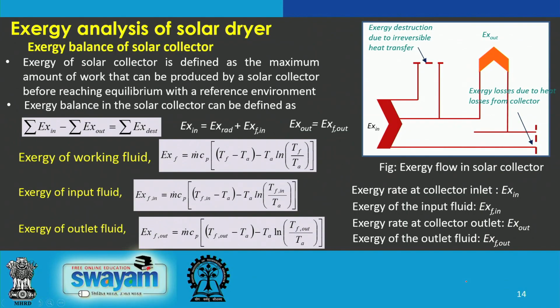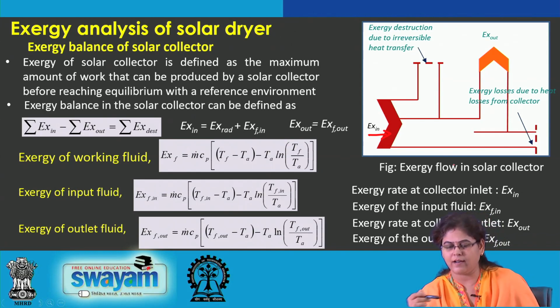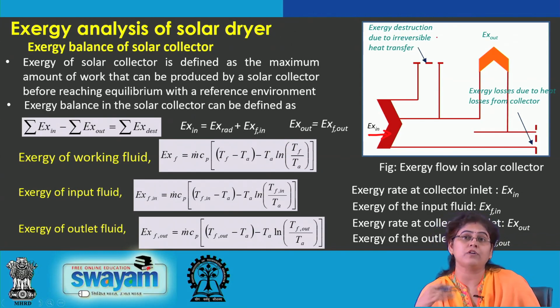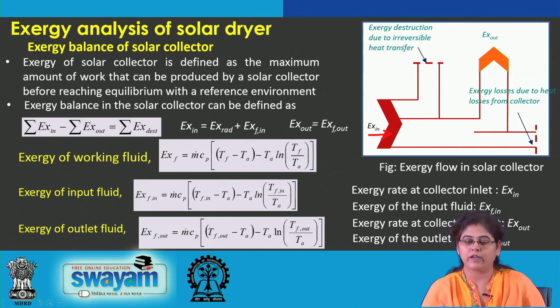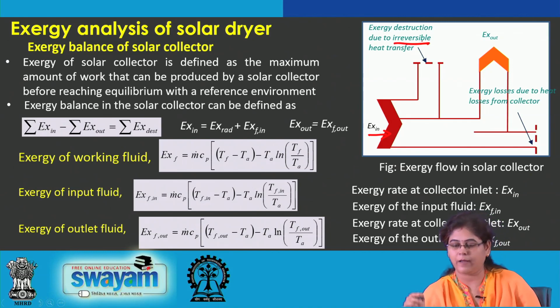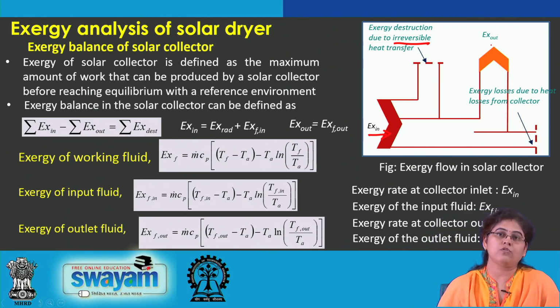Now, coming to the exergy analysis of solar dryers, as we can see, this is the inlet to the collector where exergy in is represented, and there is exergy destruction due to the irreversible heat transfer process, as I have discussed just now, where the exergy is lost or destroyed due to irreversible heat transfer. Similarly, these are the exergy losses due to heat losses from the collector.